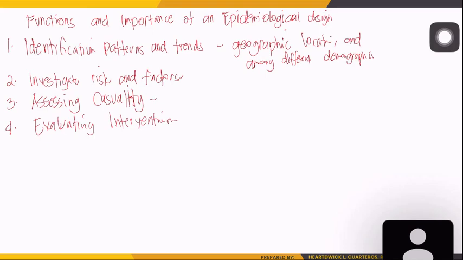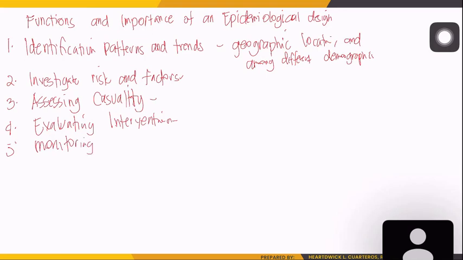Now, epidemiologists now identify the patterns and trends. Also, they investigate now the risks and factors caused by disease in a certain community. Also, they assess causality. Now, they need to evaluate intervention. Okay? So, ano ba ang kayang gawin ng mga epidemiologists para po maayos yung isang problema or isang health phenomena sa isang community? Okay? And lastly, we have your monitoring of public health.